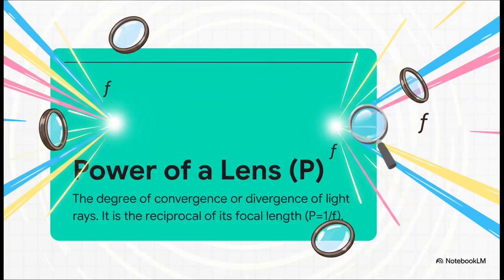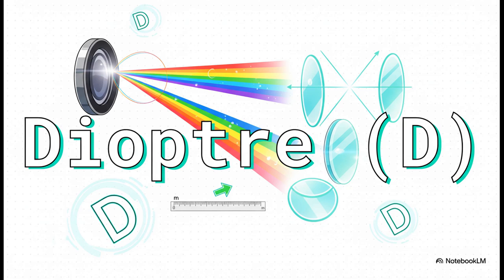So what is this power of a lens we keep hearing about? Well, in simple words, it's just the strength of the lens. It's a measure of how strongly a lens can bend light rays. And the formula is super easy. Power, or P, is simply 1 divided by the focal length, f. It's the reciprocal of the focal length. And the SI unit for power is called the diopter. We write it with a capital D.